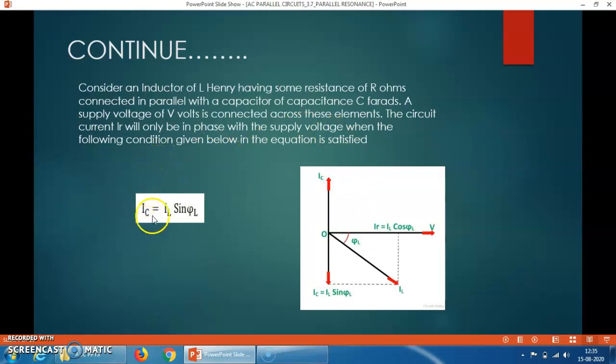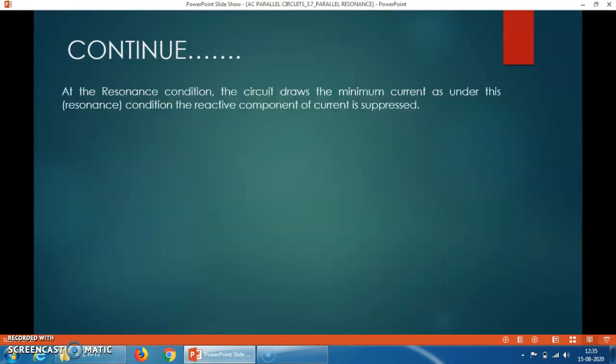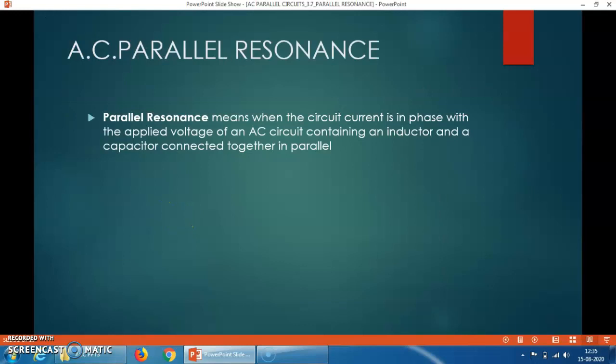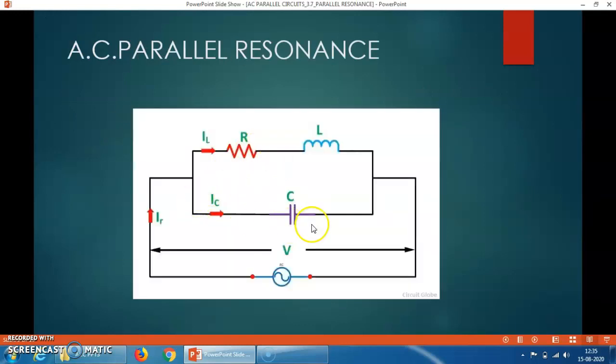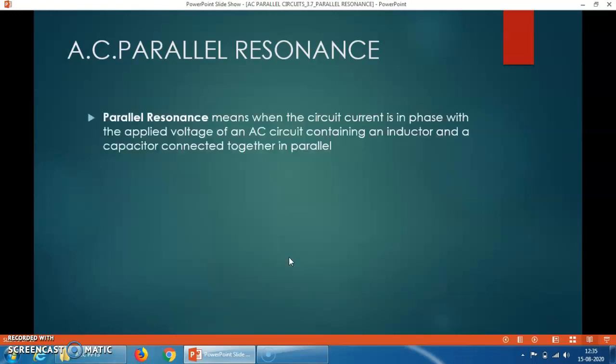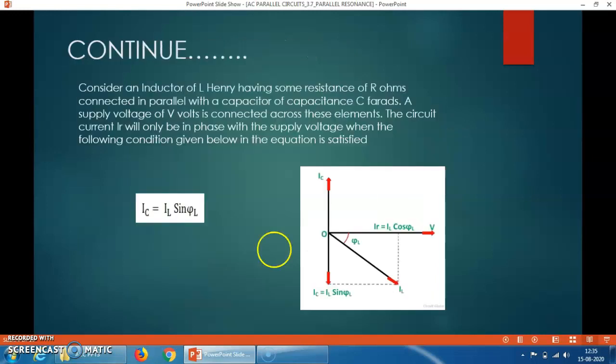In the parallel resonance condition, IC is equal to IL sin phi L. Now what is IC? IC is the current flowing through the capacitor, so IC is equal to V upon XC. What is IL? IL is the current flowing through the coil, so V upon ZL, where ZL is equal to the root of R square plus XL square. So we only substitute the values.